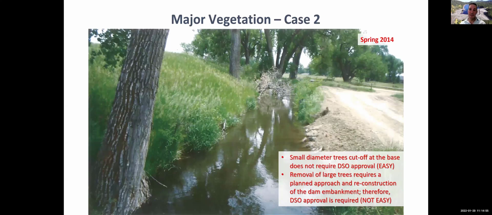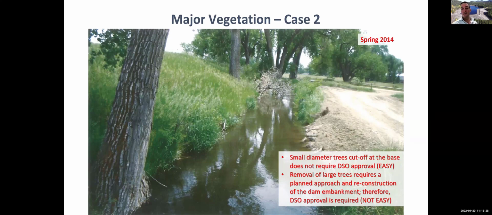So case 2, they have this channel to take all the seepage away. This photo is taken in spring of 2014. Small diameter trees cut off at the base typically doesn't require any DSO approval, right? That's easy. This is now hard, right? Because okay, we cut them off, but these are clearly in the embankment. So how do we approach this?